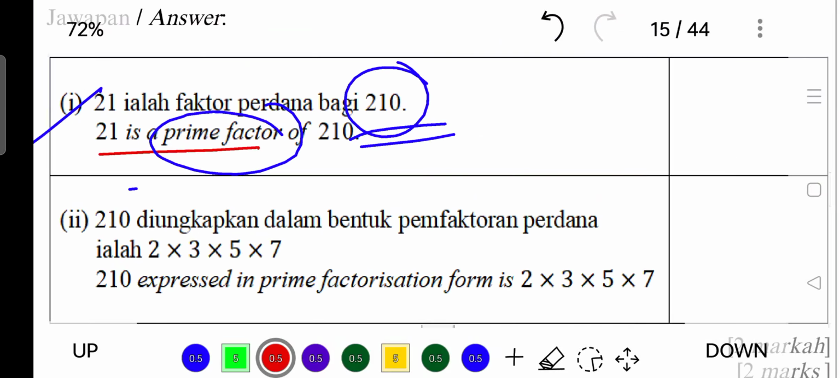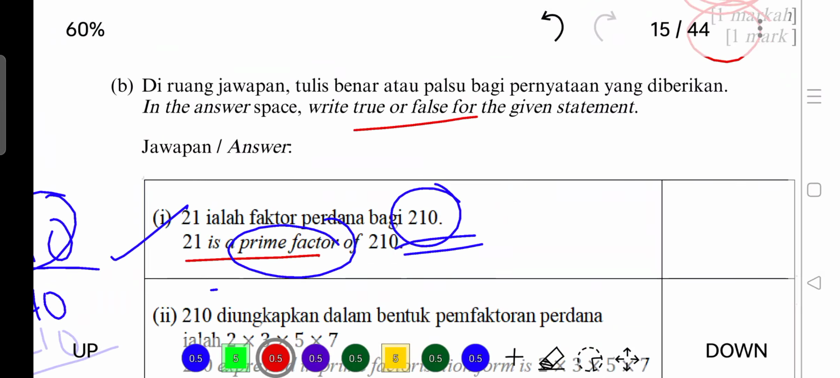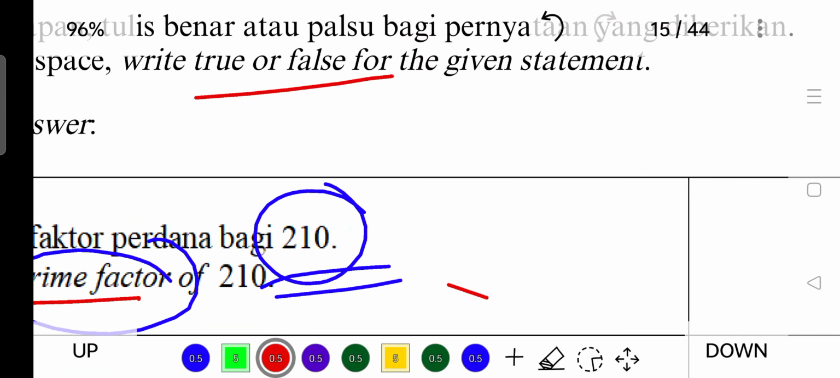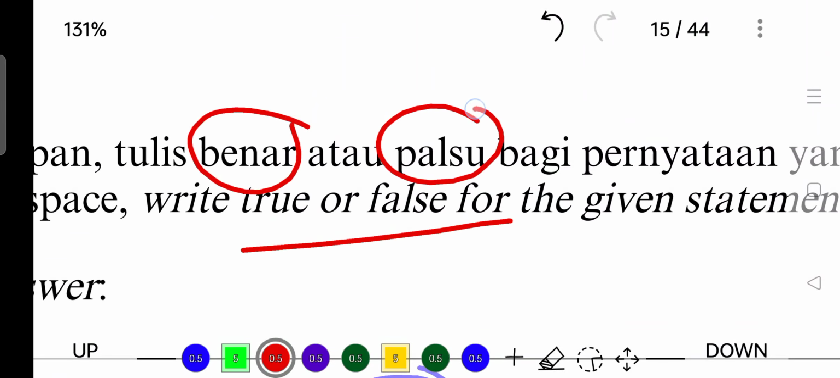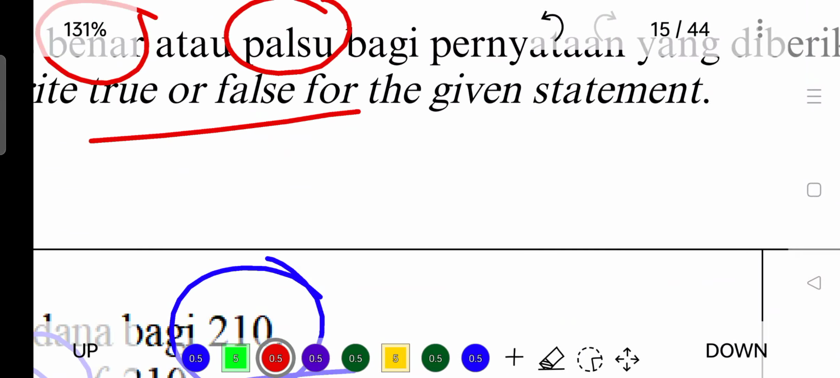So definitely the answer here is what you have to write, true or false. Please choose it. If you're doing it in bahasa Melayu, benar atau palsu. Don't go and write salah or betul. They say true or false. Don't go and write that it is wrong. No. Write exactly what they ask you to write.